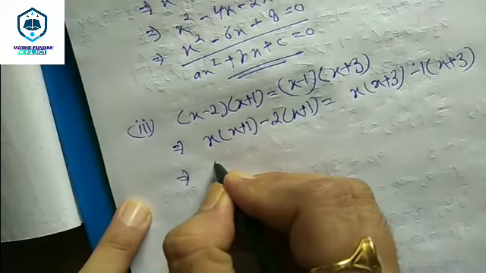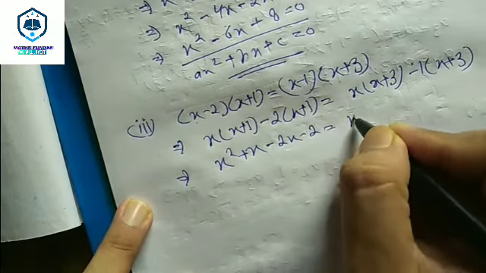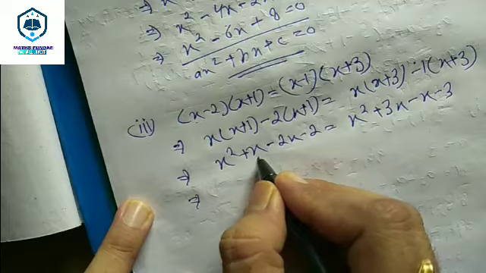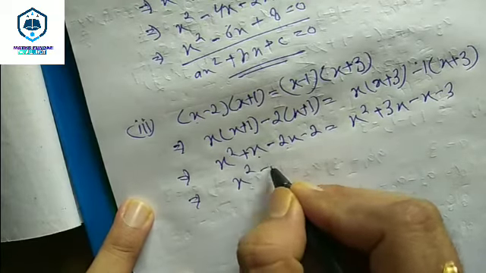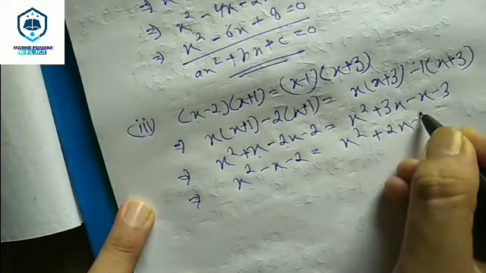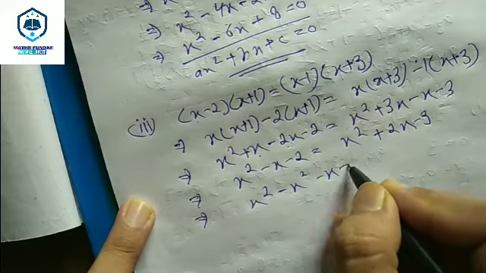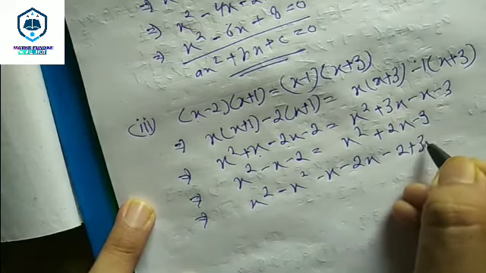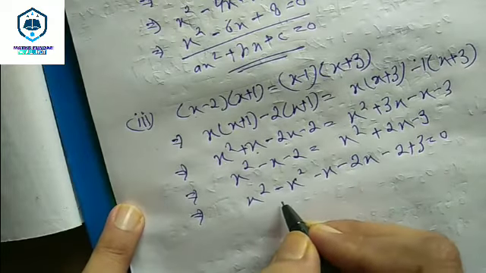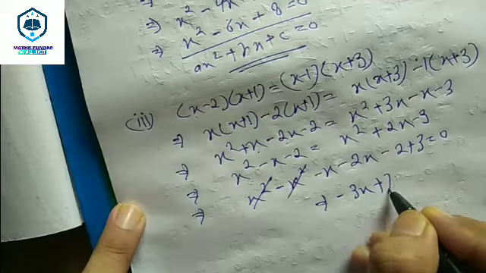So we have here now x into x is x square plus x minus 2x minus 2 equals to x square plus 3x minus x minus 3. So x and minus 2x will become minus x minus 2. Then we have here x square, 3x minus x will be 2x minus 3. Now we'll do the grouping. So we'll write here x square minus x square minus x minus 2x minus 2 plus 3 equals to 0. We can see easily here that x square and minus x square are the same term with a different sign, so we'll cancel them out. Now the remaining terms are minus 3x plus 1 equals to 0.